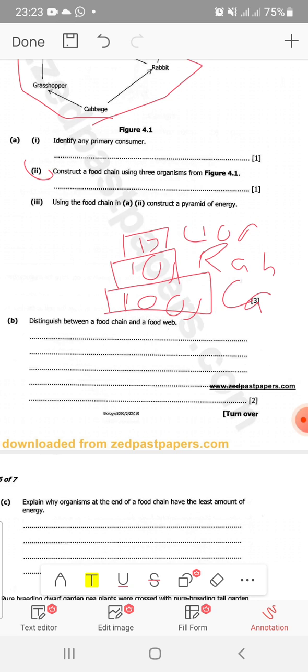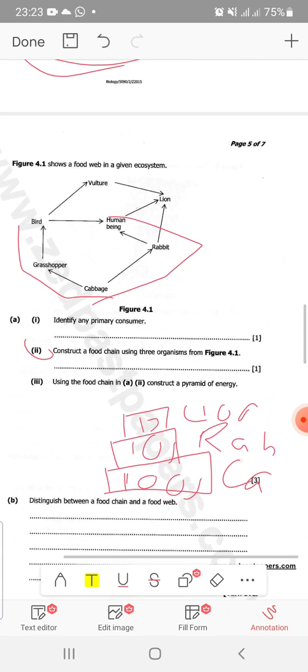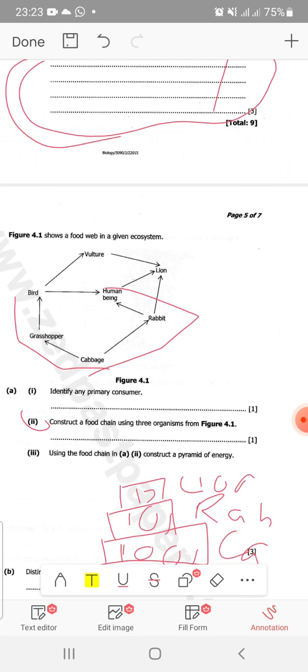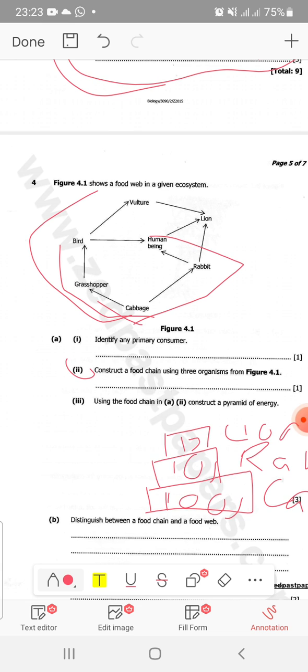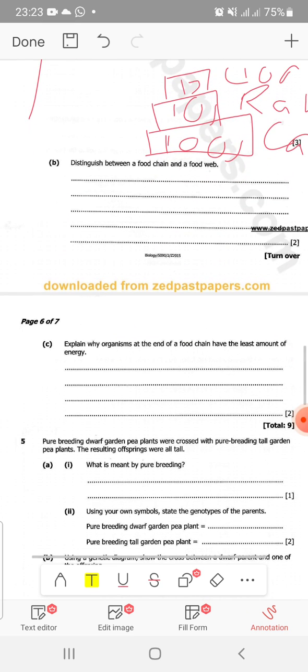Where there are a lot of food chains, like what is shown in this diagram, this is a food web, made up of a lot of food chains. As you can see, this is a food chain here, this is a food chain there, this is a food chain. So a group of interlinked food chains forms a food web. And a food chain is just a linear feeding relationship among organisms in an ecosystem.